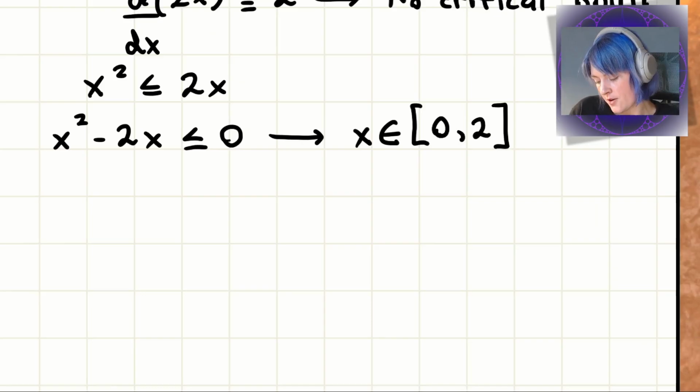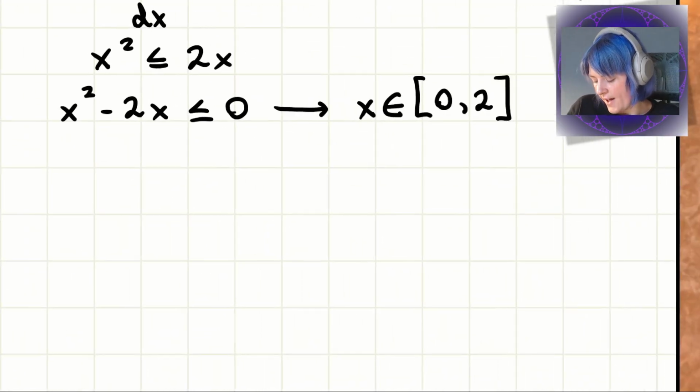Because at 0, this is true. We would have 0 is less than or equal to 0. And then as we increase, we have 2. And so we would have 4 minus 4 is less than or equal to 0. So that would also be true. And then in between, we just need to pick a value.